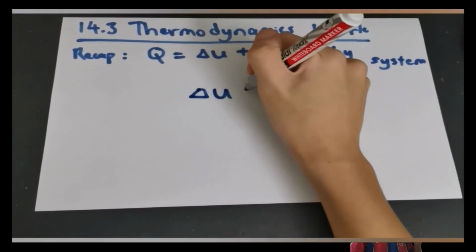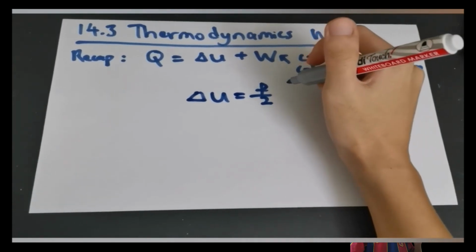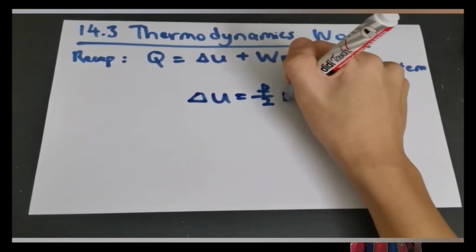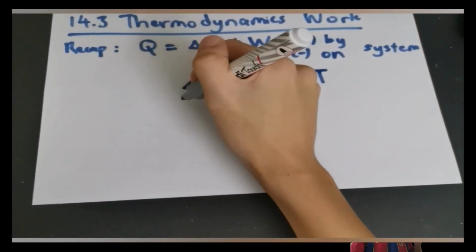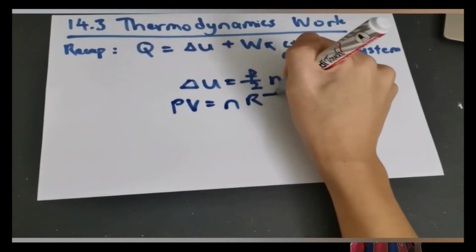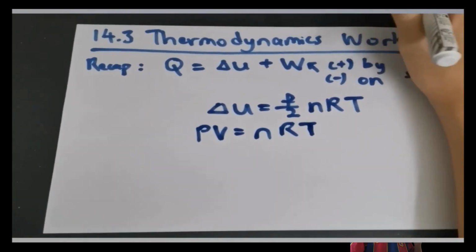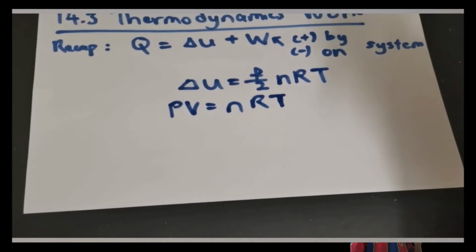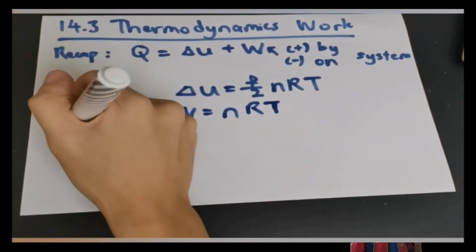So another formula to remember is this. Change in internal energy U is equal to f over 2 nRT. And the ideal gas equation would be PV equals nRT. So this thing we need to always keep in our mind. So there are 4 processes in thermodynamics. For work we will talk more on 3 processes, which is this.